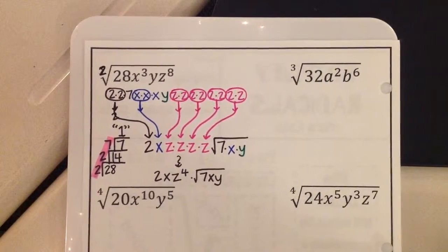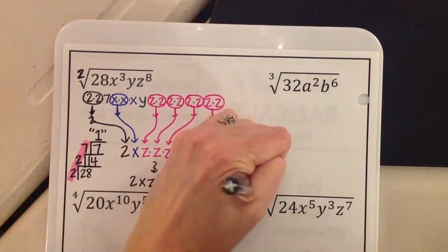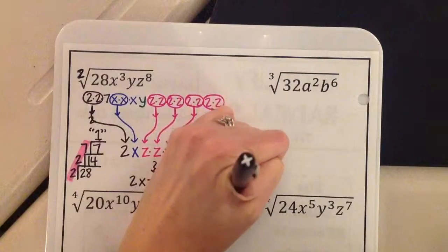So let's look at our next example. We are going to look at the cubed root of 32 times the value of a squared times the value of b to the 6th power. So again, we're going to start with 32, and we are going to do the birthday cake method.